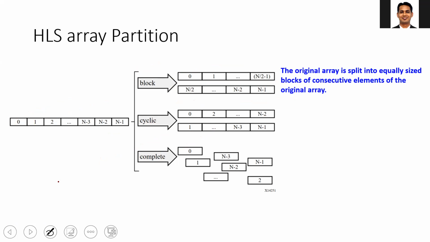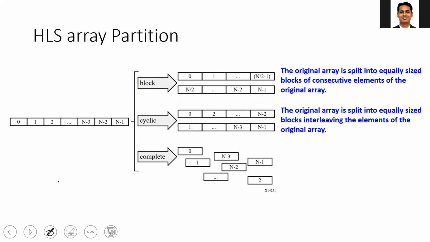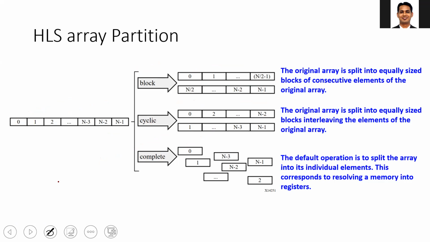In the case of the block partition, the original array is split into equally sized blocks of consecutive elements of the original array. In the case of the cyclic, the original array is split into equally sized blocks, interleaving the elements of the original array. And the complete one is to split the array into individual elements. This corresponds to the memory being resolved into registers. A register is the unit which stores some n amount of bits.